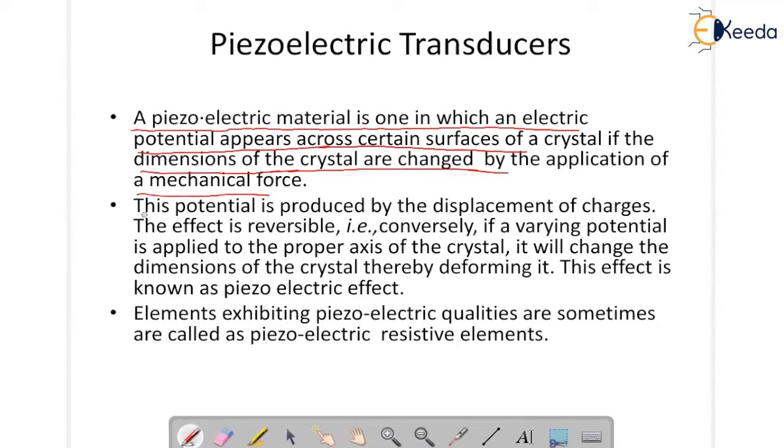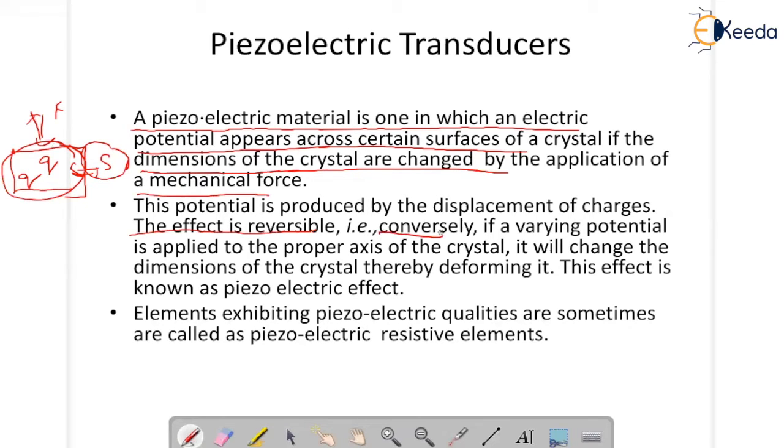Because of this particular potential, I am going to take this as a crystal. Because of the force, the charges are going to be imposed on this particular crystal. When I'm applying the force over here, a strain is produced in this crystal. Reversely also, if I apply a strain on this crystal, a mechanical force is also developed. That is the reason the effect is called reversible. That's the thing I'm going to tell you here.